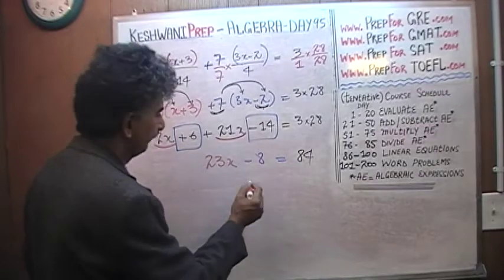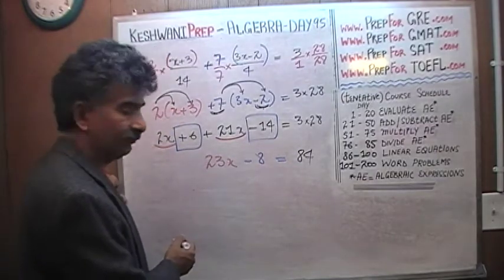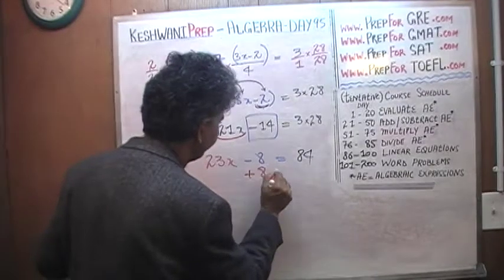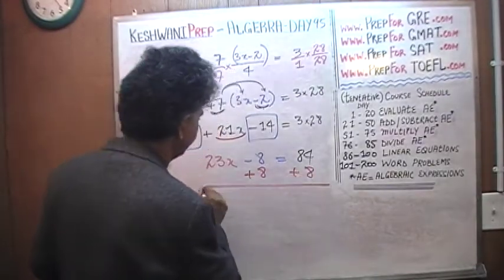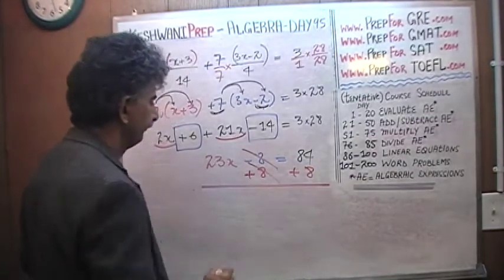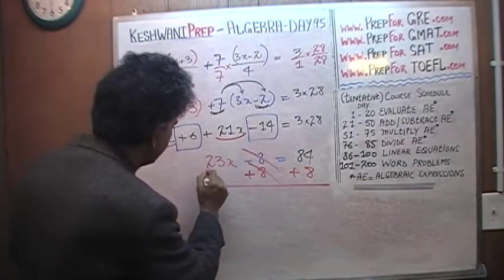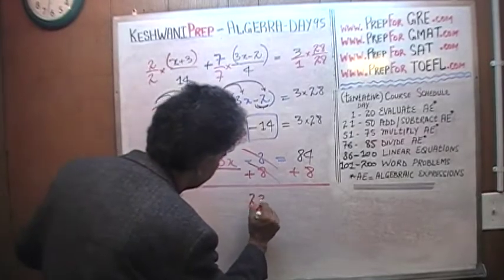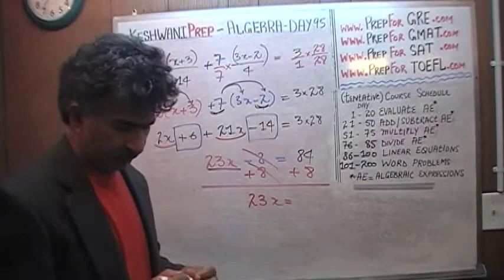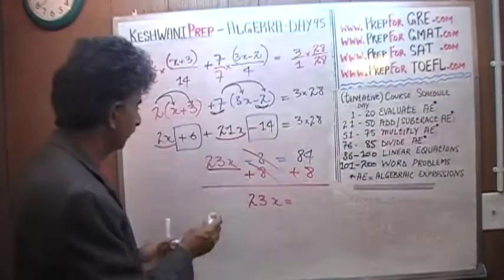Let's add 8. This is the part I have to say slowly. Let's add 8 to both sides. So negative 8 and positive 8 will cancel out, and we are left with 23x's, which comes down here. 23x's equal, I shouldn't have put that sign and line underneath it. I don't want to confuse you.